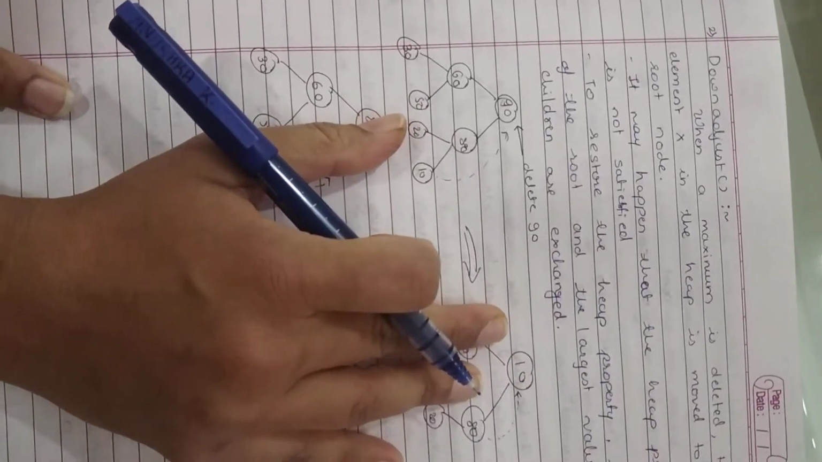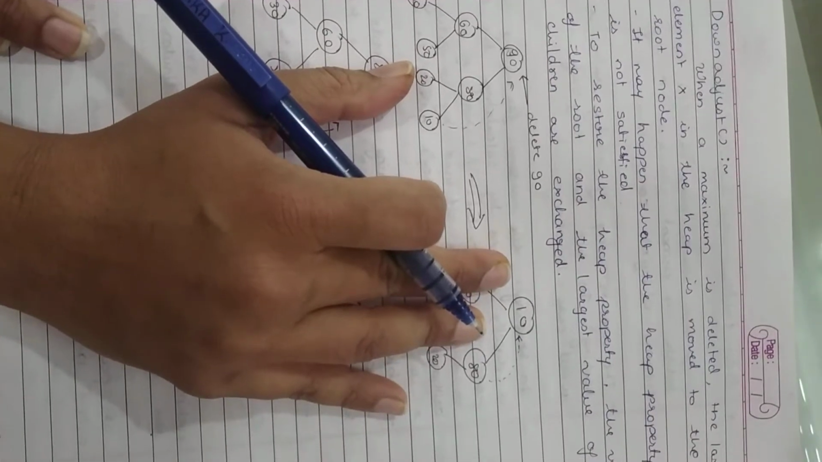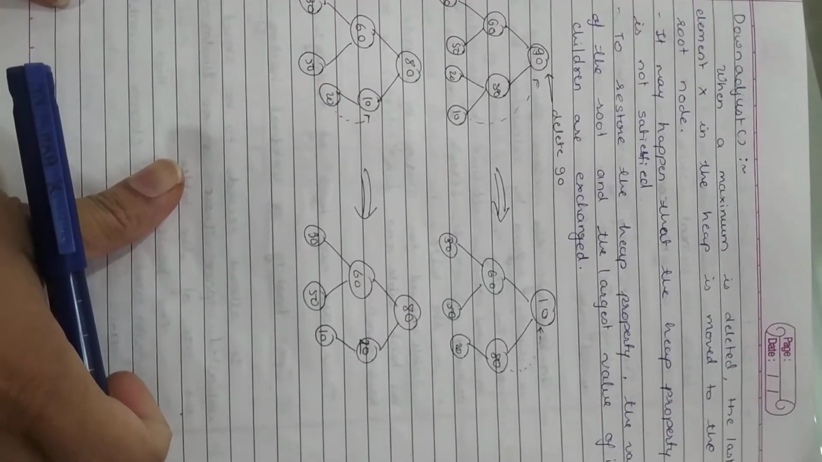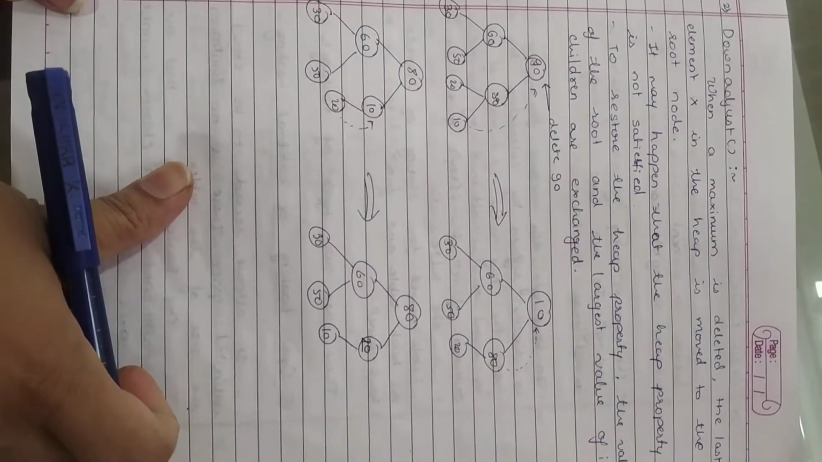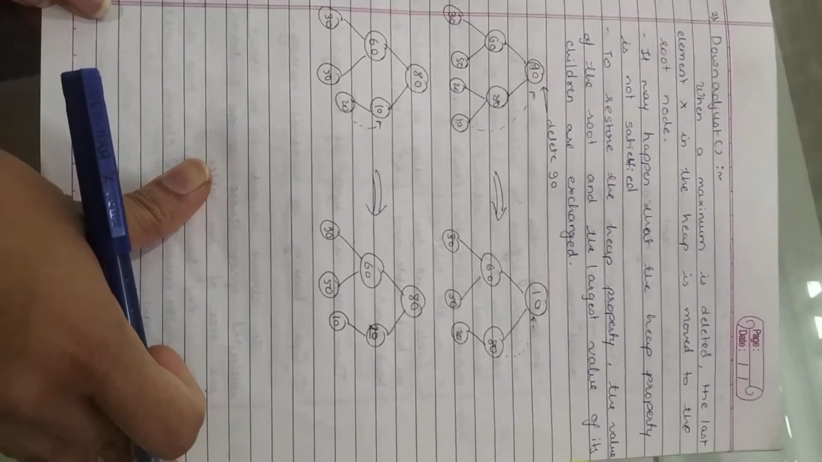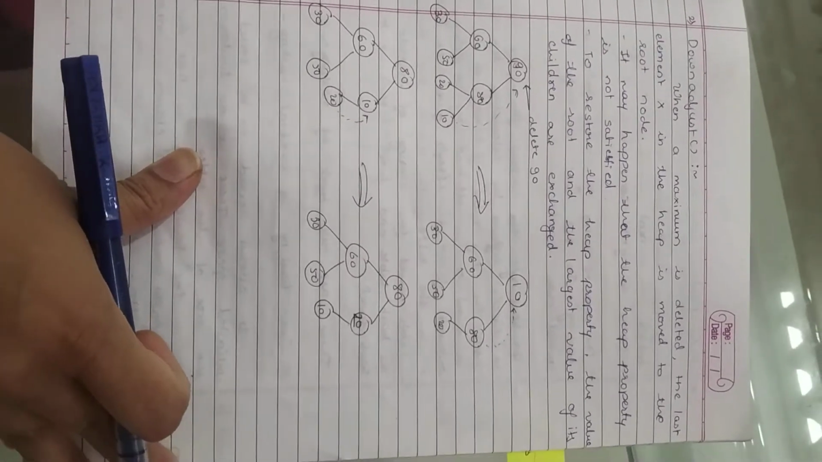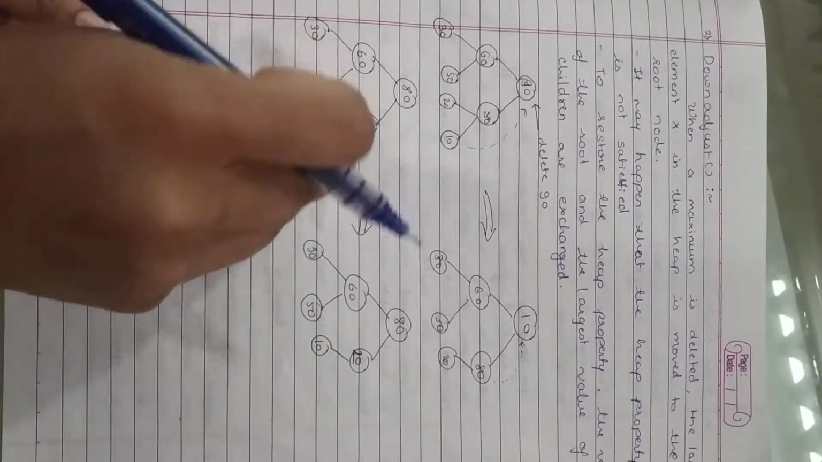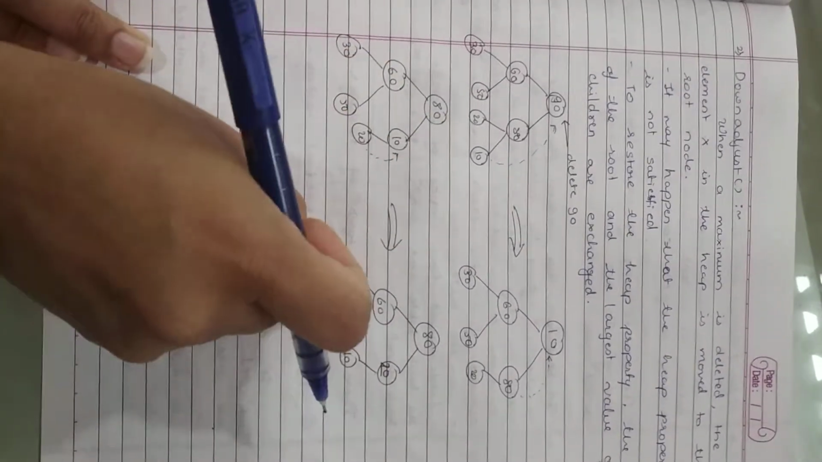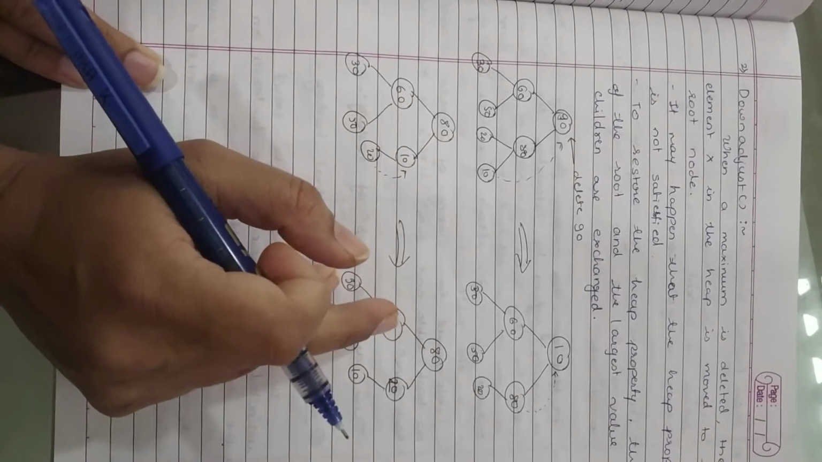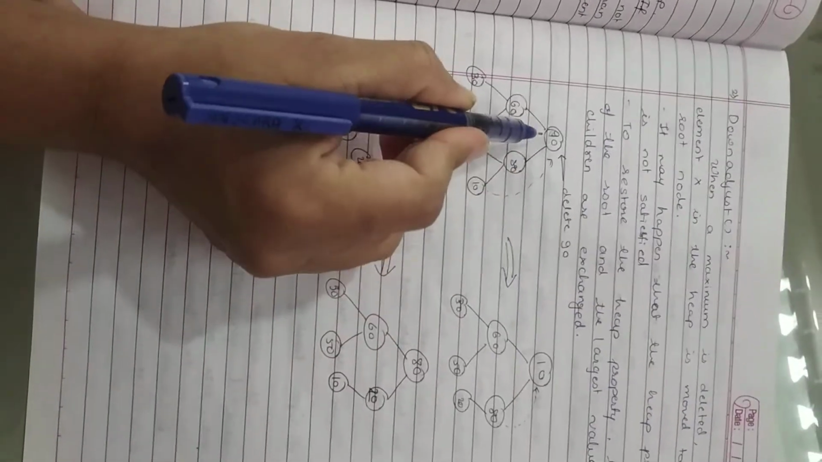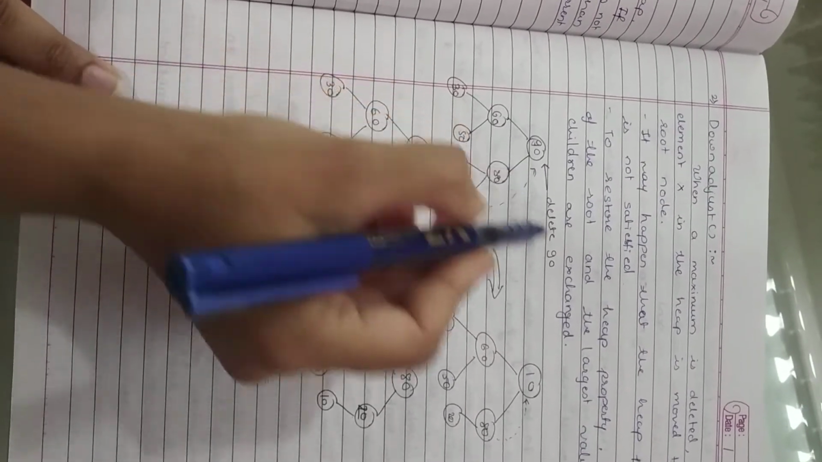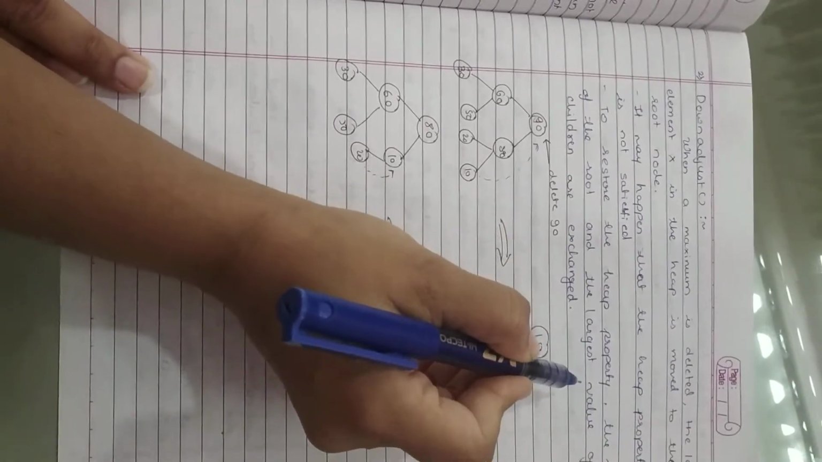Here, when the maximum is deleted, the last element x in the heap is moved to the root node. It may happen that the heap property is not satisfied. To restore the heap property, the value of the root and the largest value of its children are exchanged. Suppose you have to delete the root node of your heap tree. In that case, you have to use the down adjustment function. In this example, suppose the root of this tree is 90 and I have to delete that 90 from this, but the heap property should still be satisfied by the tree.